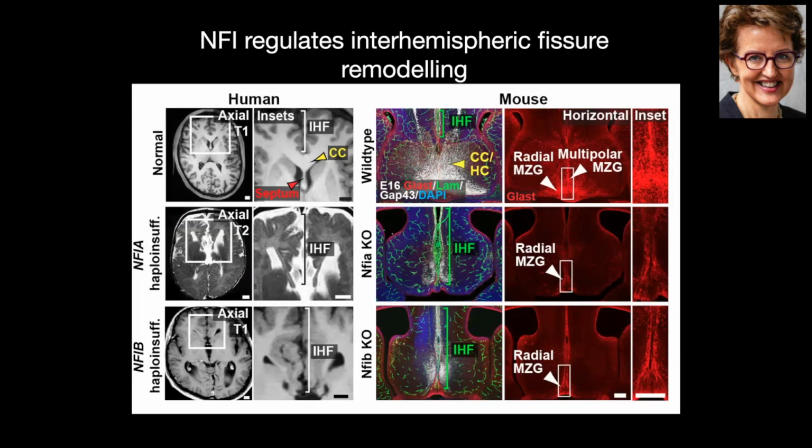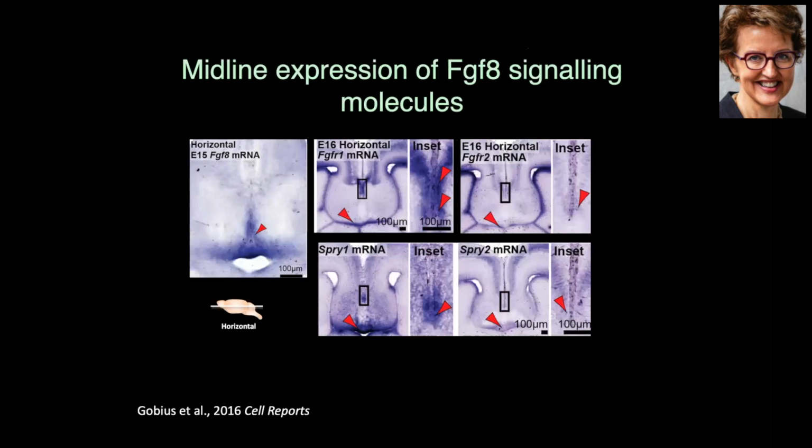And when we stain these for an early glial marker called GLAST, you can see this is the normal level of expression, but in these animals, it's really greatly reduced. So how is this molecularly regulated? So within this area, it's also called the commissural plate, because this is where both the hippocampal commissure and the corpus callosum will cross the midline.